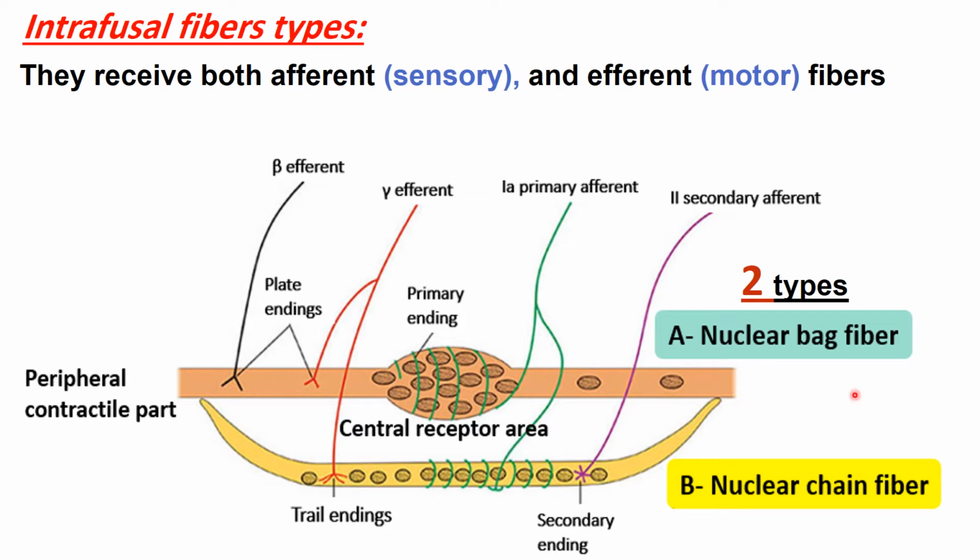The other is the secondary afferent fibers, sensory fibers called secondary afferent fibers or type 2 nerve fibers, which end only on nuclear chain, not on nuclear bag. So the primary afferent fibers, 1A, end on both nuclear bag and nuclear chain, but the secondary afferent fibers, type 2, end only on nuclear chain.